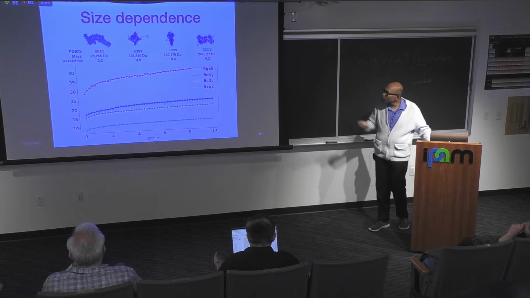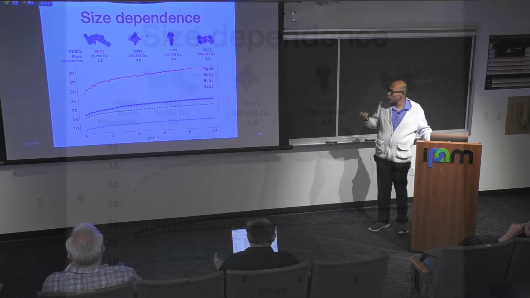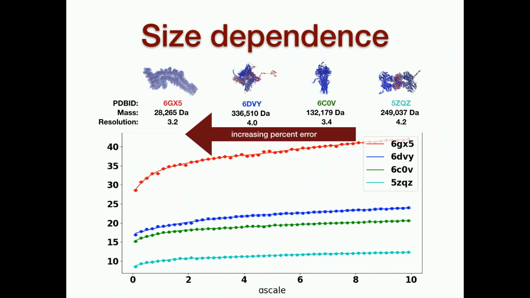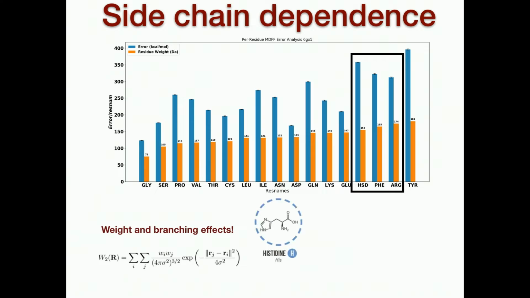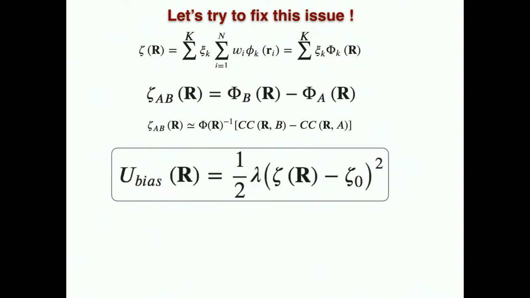In fact, then we started doing it on different systems. The errors, in fact, grow with system size. Then the other thing is there are certain side chains for which the errors are the largest, basically the histidines, the phenylalanines, and arginines. So essentially, when you start fitting structures into densities, there were some problems, which prompted us into doing something that simultaneously got us into this idea of using experimental data with statistical mechanics.